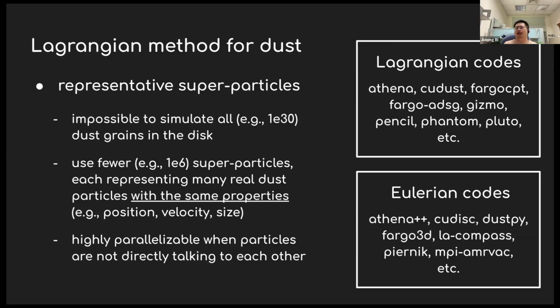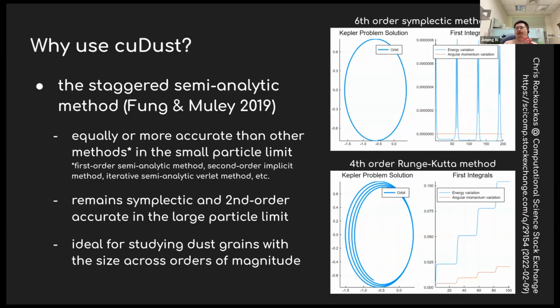So we want to highlight the integration method used in this model, which is called the staggered semi-analytic method, developed by Jeffrey Fong and Drew Muley. The key is that in this model we are studying Lagrangian particles, but we can reach an equally or more accurate solution when the dust particle is very small than other methods like, written there, first order semi-analytic, second order implicit, iterative semi-analytic, Verlet method, etc.